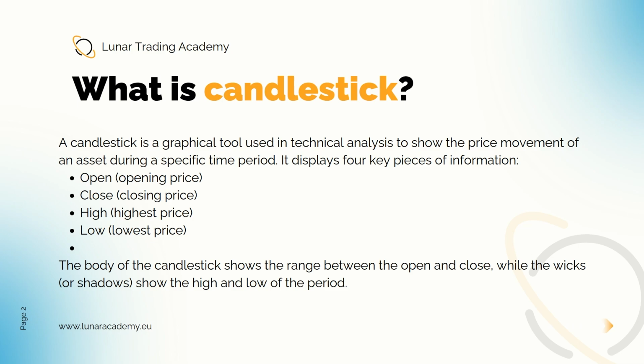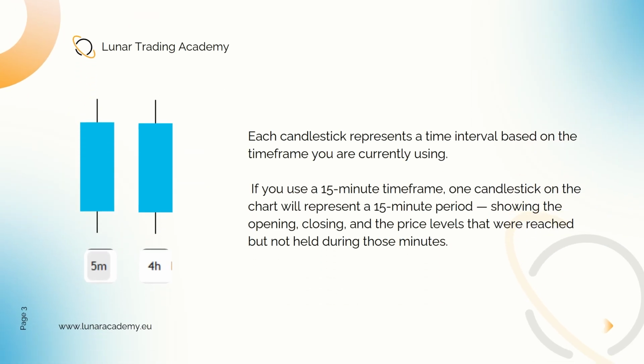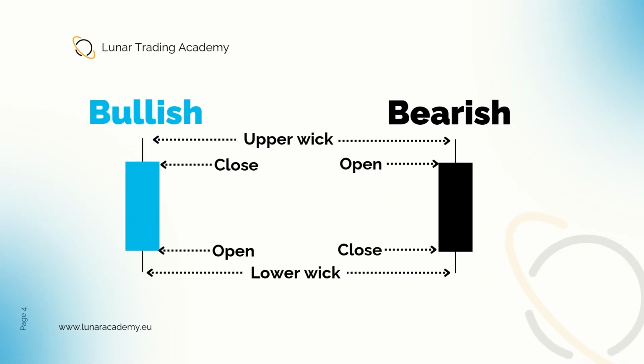Each candlestick represents a time interval based on the time frame you are currently using. So when you are using, for example, a 15-minute time frame, each candlestick on that chart represents a 15-minute period. If you are using a 4-hour time frame, for example, each candlestick on that chart represents a 4-hour time period.